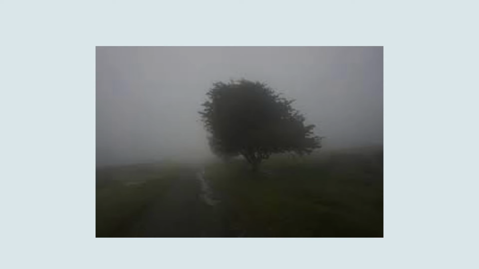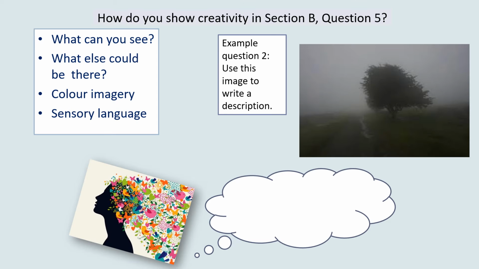Here's the image in a little bit more detail now. So I want you to be thinking about what you can see, what else might be there, what colour imagery you could talk about. So for today's lesson, we're going to think about the second choice, using the image to write a description. So I'd like you now just to go back to the picture we looked at before, and I'd like you to be thinking about those ideas.